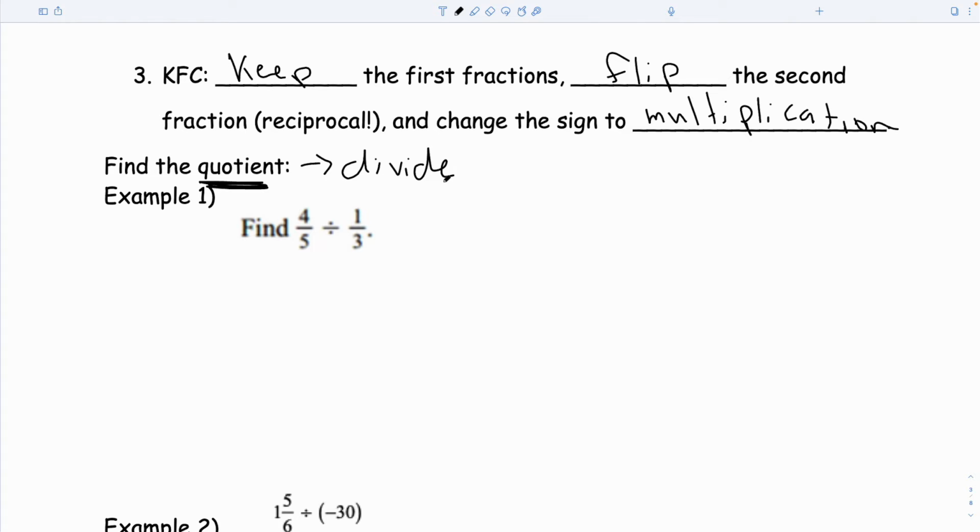Yep, always simplify. Liliana, you have the answer? Can you wait 10 minutes? If it's an emergency, go. 3, 2, 1.